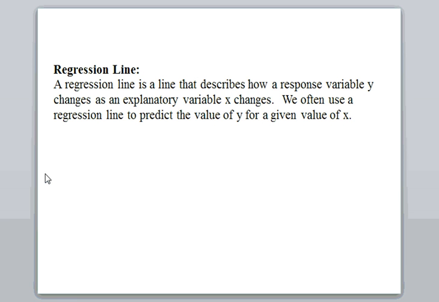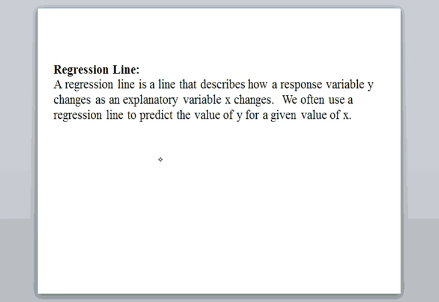First off, we have our definition of a regression line. A regression line is a line that describes how a response variable, y, changes as an explanatory variable, x, changes. We often use the regression line to predict the value of y for a given value of x.